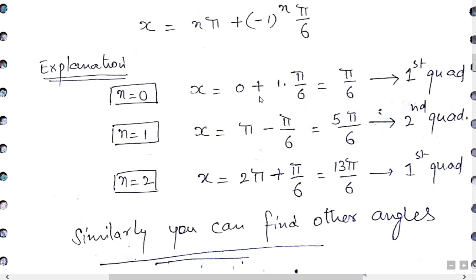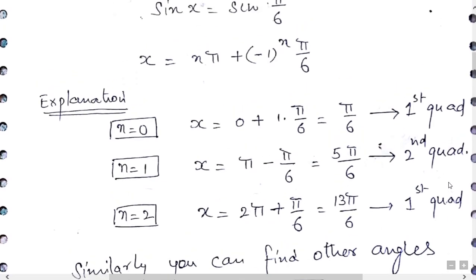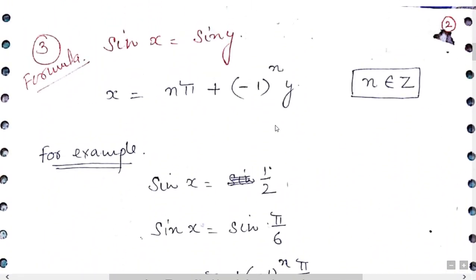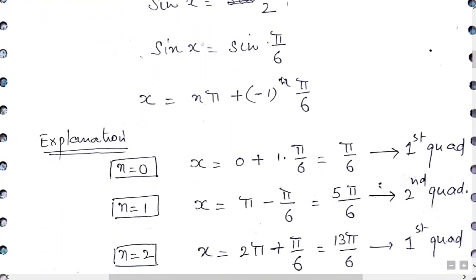Now, what about the explanation? For n is equal to 0, the value is pi by 6. It means the angle is in the first quadrant. For n is equal to 1, it's pi minus pi over 6. It means it's in the second quadrant. If n is equal to 2, again it's in the first quadrant. Now the angle or value is designed in such a way that it always lies in the first and second quadrant. That's why this value is there. Similar is the case with cos.